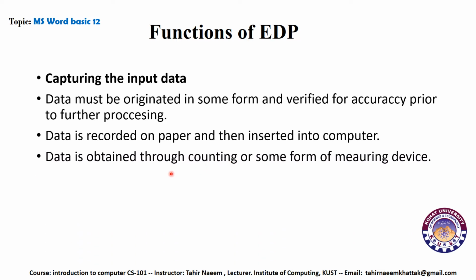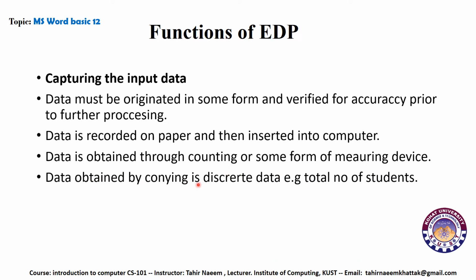Data is obtained through counting or some form of measuring device. So commonly there are two methods used for obtaining data: one is counting, and the other is with the help of some form of measuring device. Data obtained by counting is discrete data. Whenever we count the data, this type of data is called discrete data.